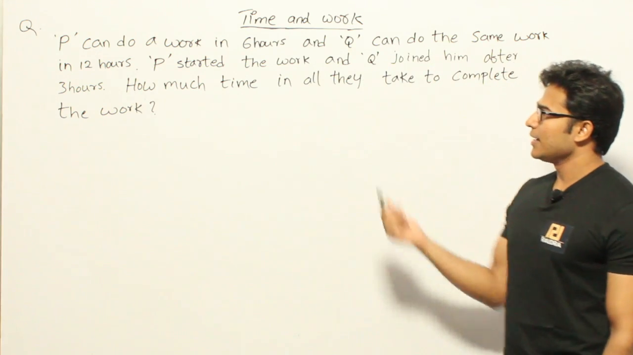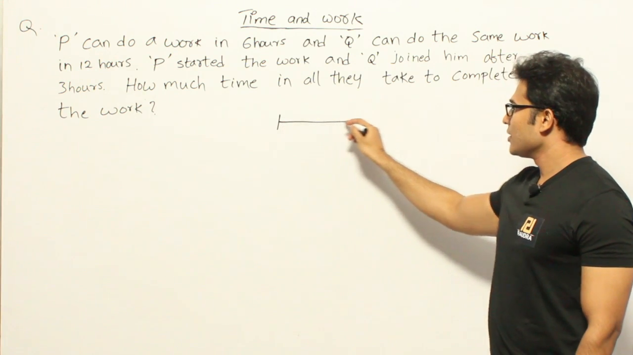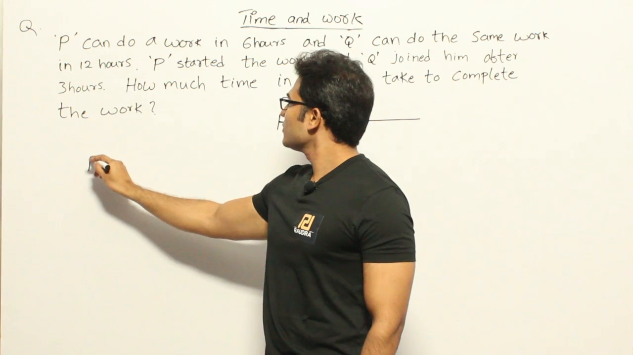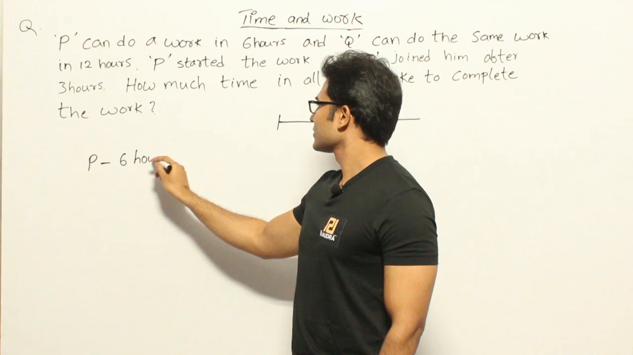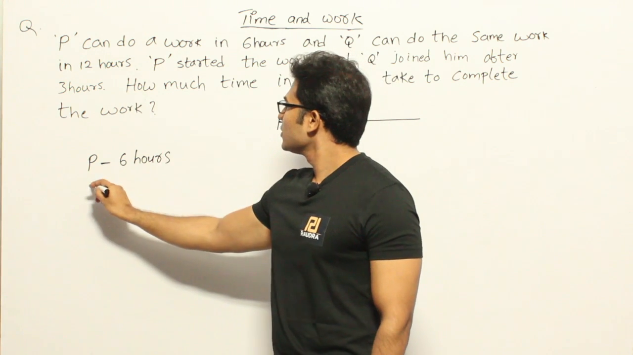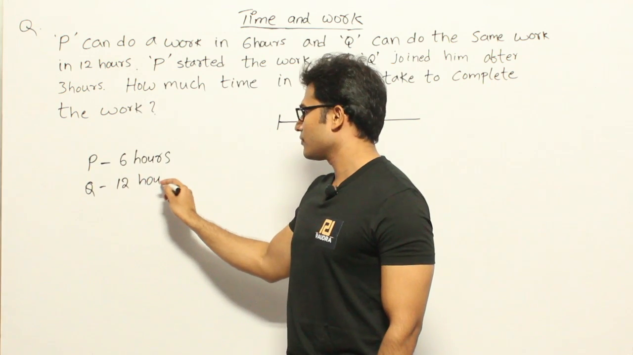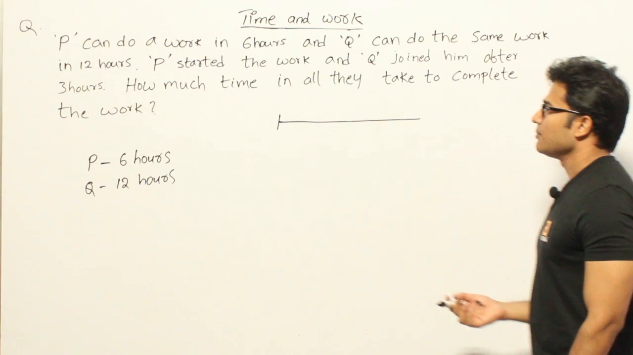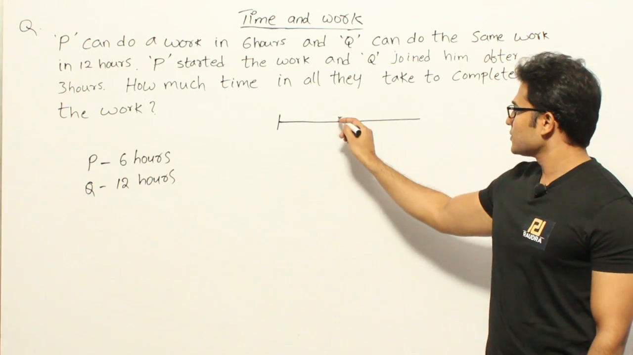Before going ahead, let's see what they have given here. First thing is they are saying that P can do the work in 6 hours and Q can do the same work in 12 hours when they are working independently, right? Now they are saying that P started the work and Q joined him after 3 hours. So what does it mean?